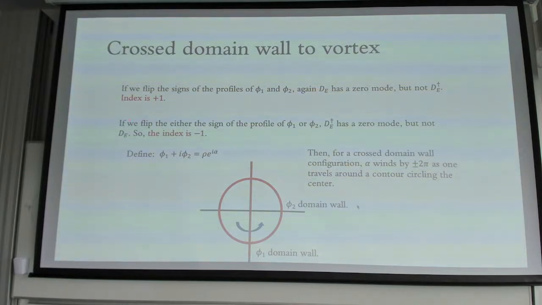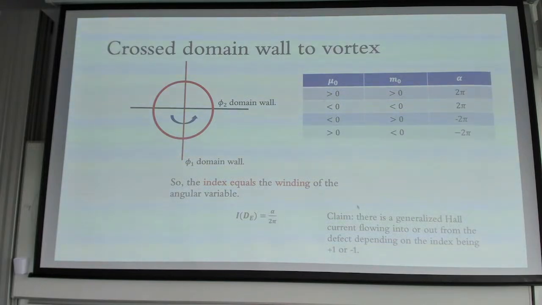And this can be rephrased in the following way. I can create a complex variable by combining the two mass terms, and I can write it as a radial term and a phase term. And what you can see is that if you have a cross domain wall profile like I showed you, then this phase winds by either +2 pi or -2 pi, depending on what the signs of the phi1 and phi2 domain walls are. So this is exactly like a vortex, or close to a vortex, with the core of the vortex at the center of the cross domain wall.